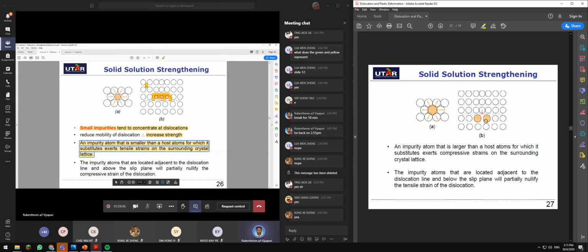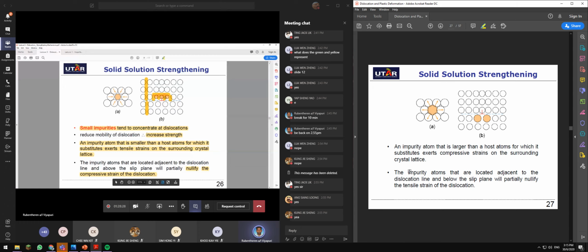So if you have an extra plane here, here all is compressive, right? And this is tensile. This is tensile. Compressive and tensile partially nullify the compressive strain at the dislocation, so it doesn't move further.